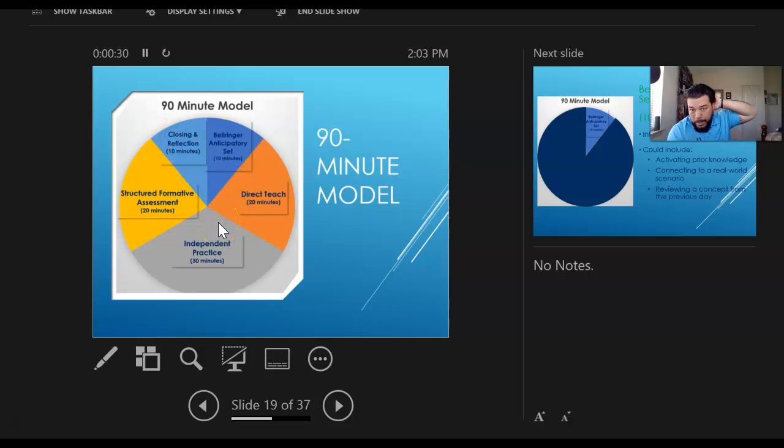Per district, we could start with a 10-minute anticipatory set where you could include a bell ringer, so some sort of review of the previous day, and then going into a previous day or previous content, anything along those lines.